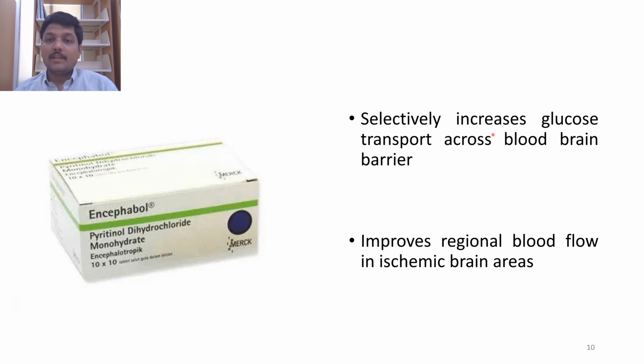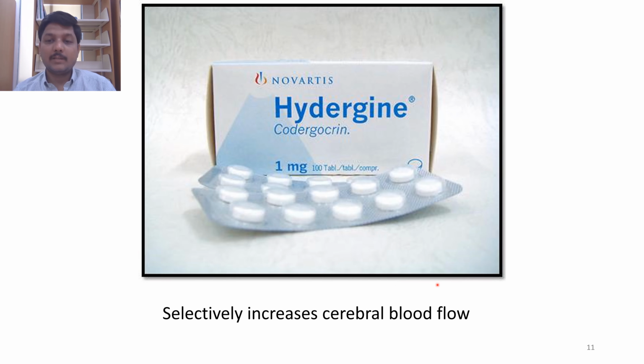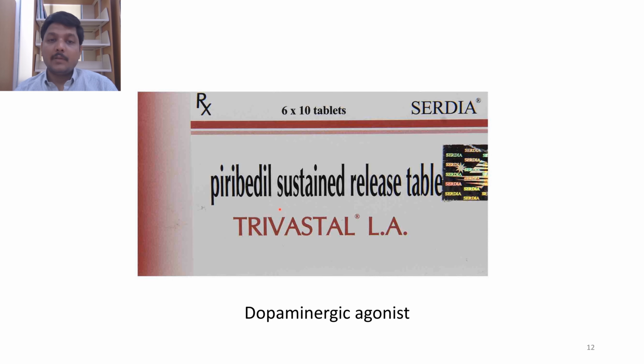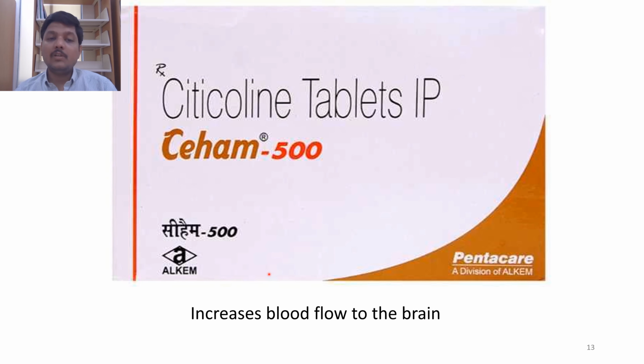Pyritinol selectively increases glucose transport across the blood-brain barrier. It improves regional blood flow in ischemic brain areas. Co-dergocrine is another drug. It selectively increases cerebral blood flow. Piribedil is a dopaminergic agonist. Citicoline increases blood flow to the brain.